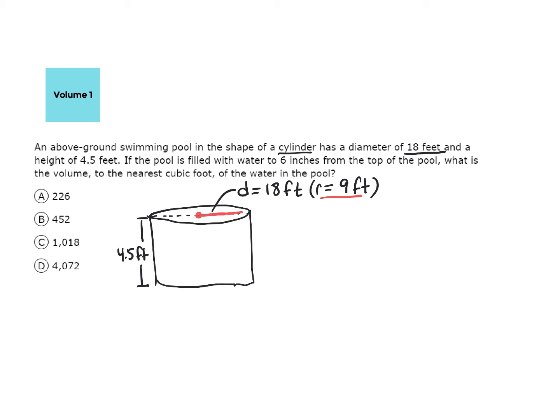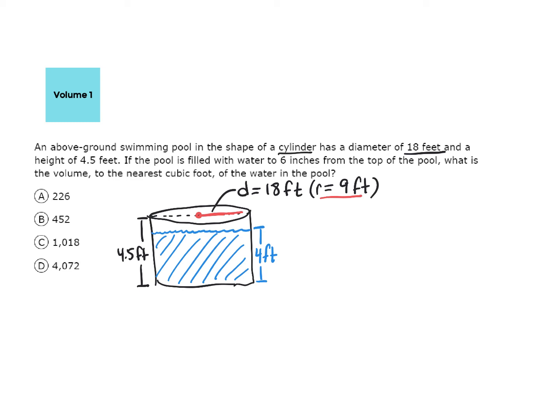We know we never fill a pool all the way with water. There's always a little gap. So here's our water. It goes up to 6 inches from the top. I'm going to do this in blue just to match the water. So if it's 6 inches from the top, the water height is 4 feet. So the information I'm going to need is all written down.